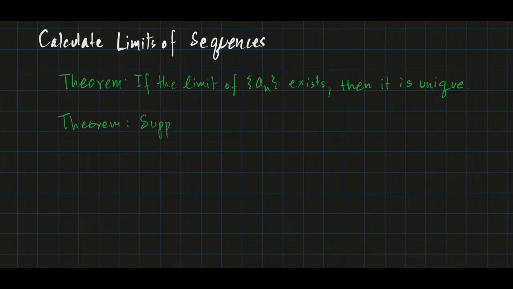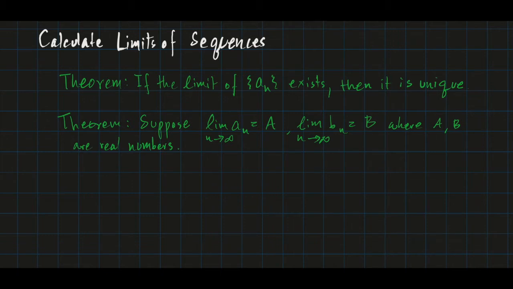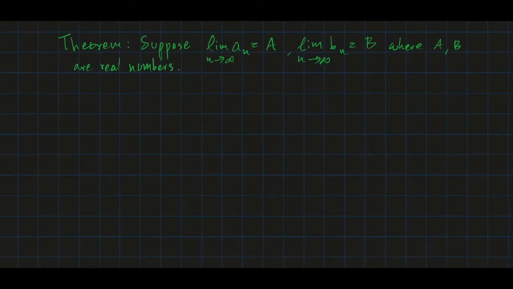This theorem says that suppose you have two sequences, and the limit of the first sequence an is a, and the limit of the second sequence bn is equal to b, where a, b are some real numbers. Then we will have the following. The first result says that if you compute the limit of the sum an and bn, then it would just be a plus b, so you just sum their limits.